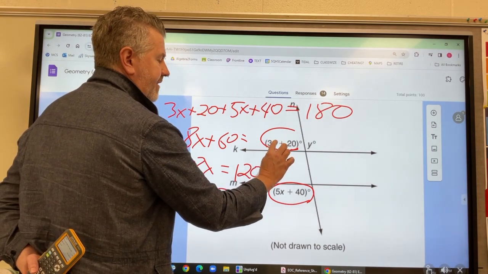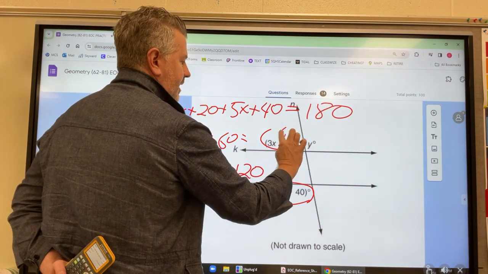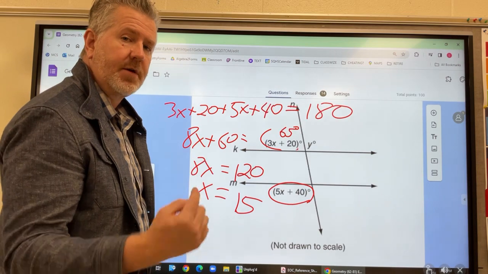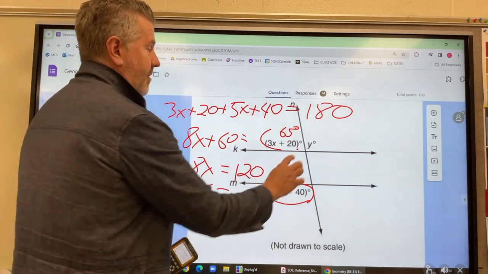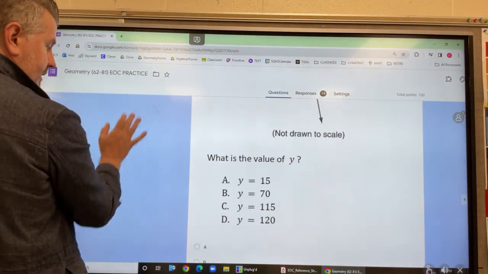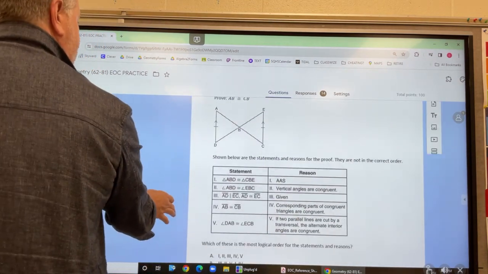So that gives us 45. 45 plus 20 means this angle is 65 degrees. And these 2 angles form a line, or they're a linear pair, so that means they're supplementary. They add up to 180. So I'm just going to subtract that from 180, and I'm going to get y is 115. So let's go with C, 115 on that one. There we go. That one took a few extra minutes.